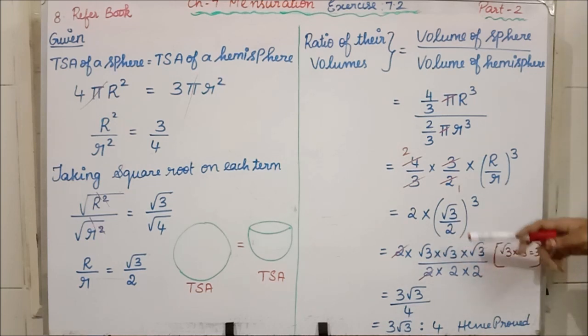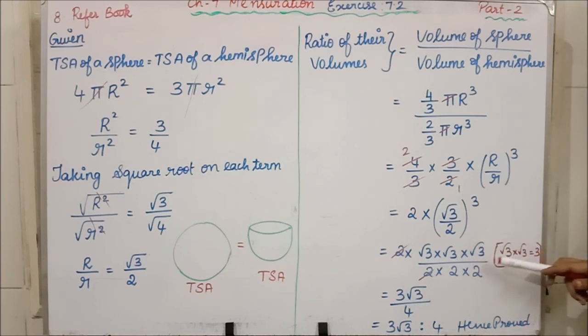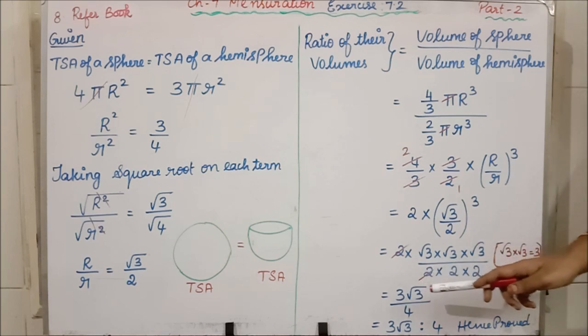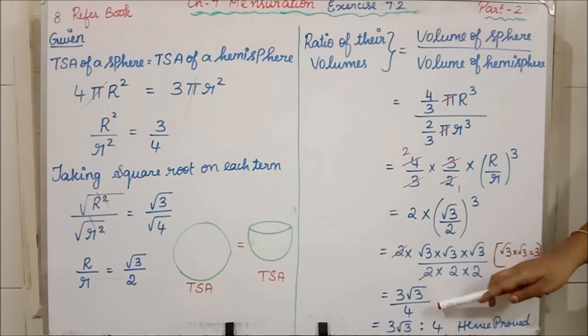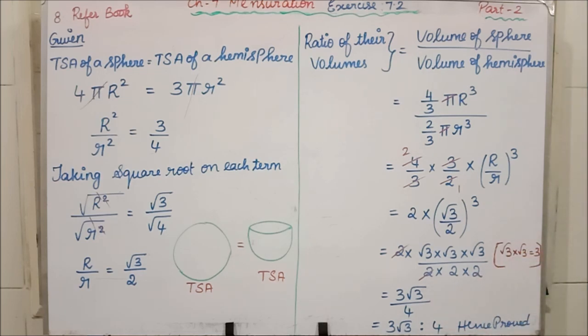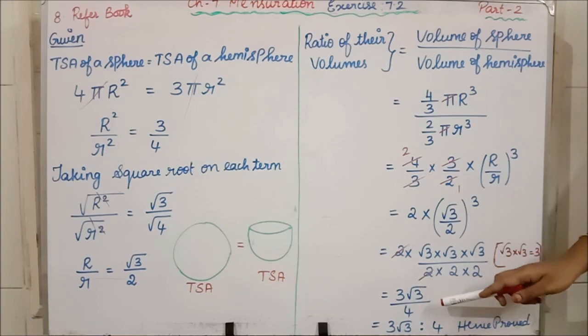Similarly 2 cube means what? 2 into 2 into 2. I have cancelled 2 and we know root 3 into root 3 is just 3, isn't it? See, I have written in the bracket in the side. So 3, one more root 3 is left. So 3 root 3 divided by 2 2s are 4. Okay, or it is in the divide form means we can write in the form of ratio. So what answer we have got? 3 root 3 is to 4.